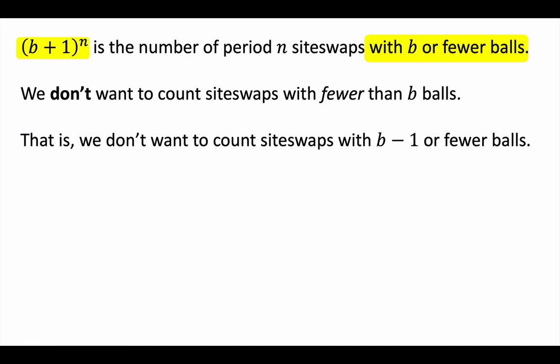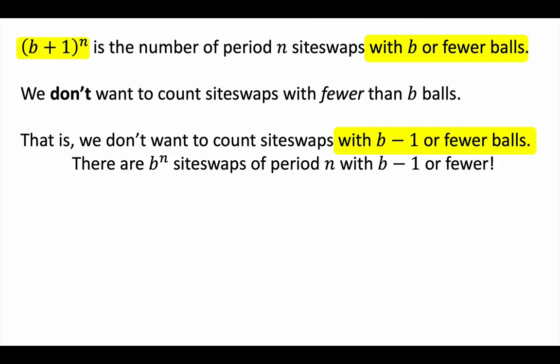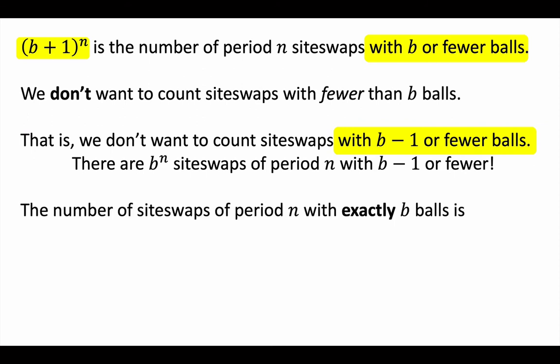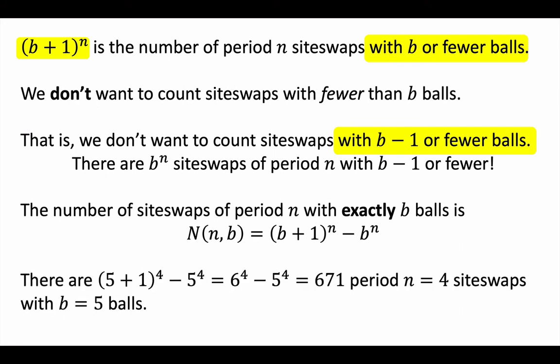In the second statement, we're looking at B minus 1 or fewer balls, which means that there are B to the n of those. In order to count the number of site swaps with exactly B balls, we're going to subtract these two numbers. It's going to be B plus 1 to the nth minus B to the nth, and we're going to denote that as capital N of little n, b. So just to check, if we use the formula with B equal to 5 and n equal to 4, we get the 671 that we had before. Now for a couple of examples.